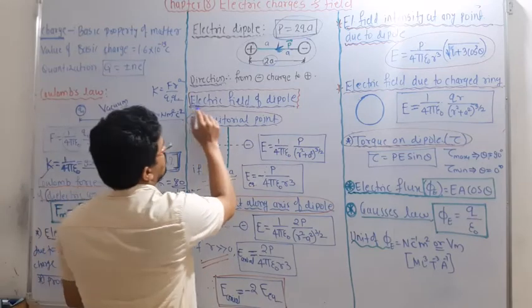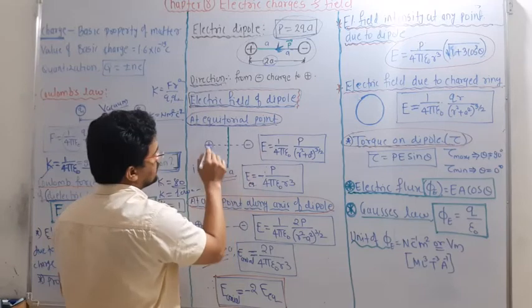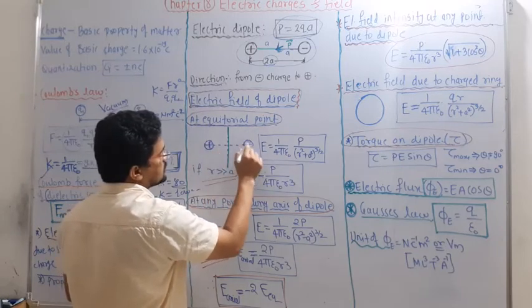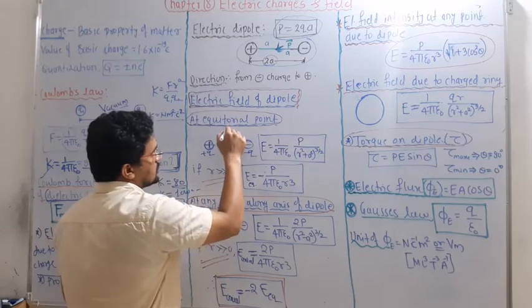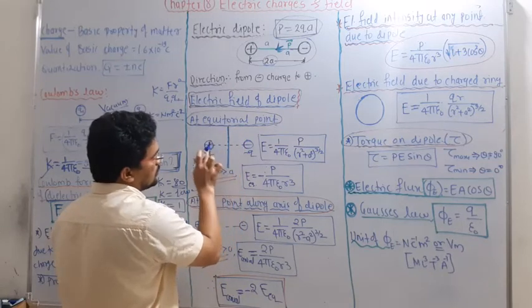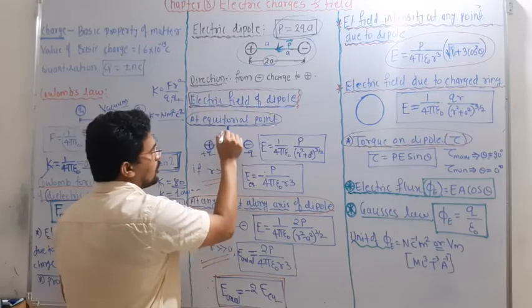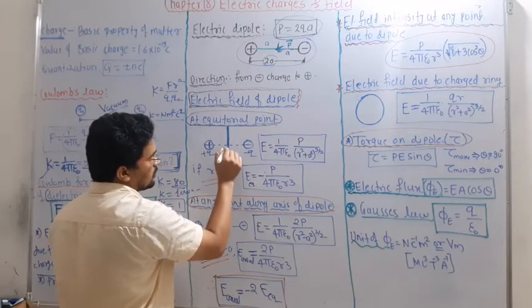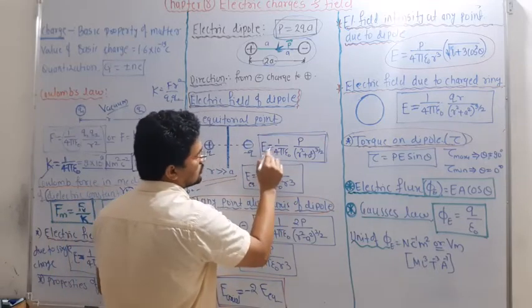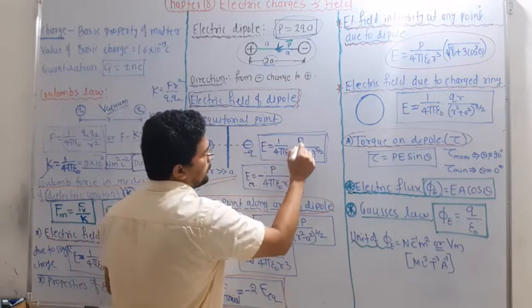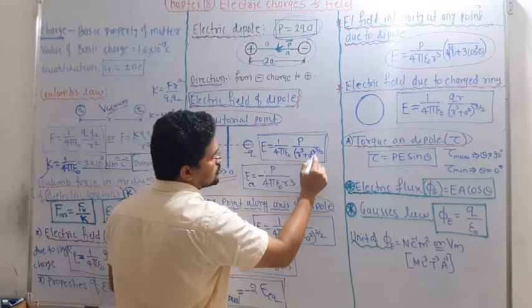Okay, so next is the electric field due to the dipole at an equatorial point. That means this is the positive charge and negative charge, plus q and minus q. The line which divides the two charges equally in half is known as the equatorial plane. On this plane, at any point, the electric field is given by this equation. E is equal to 1 upon 4 pi epsilon naught, p upon bracket r square plus a square raised to 3 by 2.